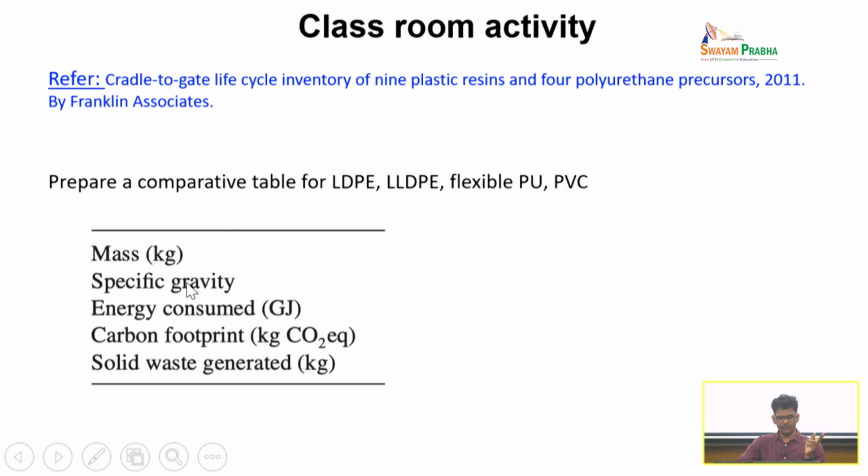So my request for you is to download this paper and then make a comparative statement and find out, for each of these, per kilogram, I think they have reported per kilogram or per 1000 kilograms, you can see, find out the density, energy consumed, carbon footprint, solid waste. These are minimal data. They may show other data also, but at least for these different resins, try to complete this table and suggest among these which one you would prefer.